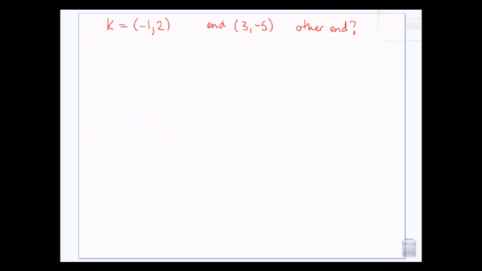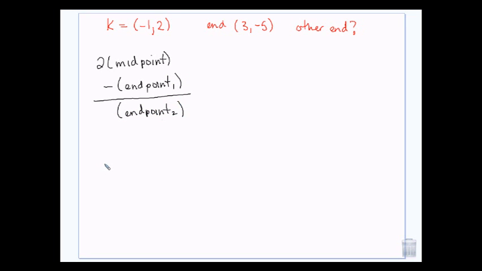Okay. So same problem, different method. To solve this without algebra, we do 2 times the midpoint minus the first endpoint, and we get the second endpoint. Okay, so 2 times K minus the end.